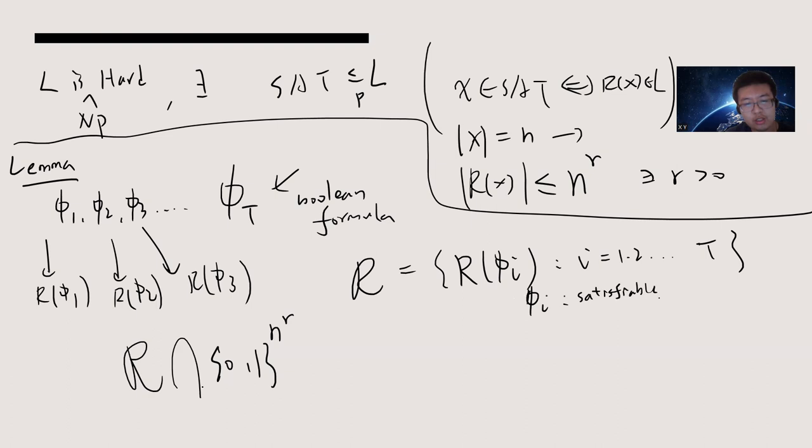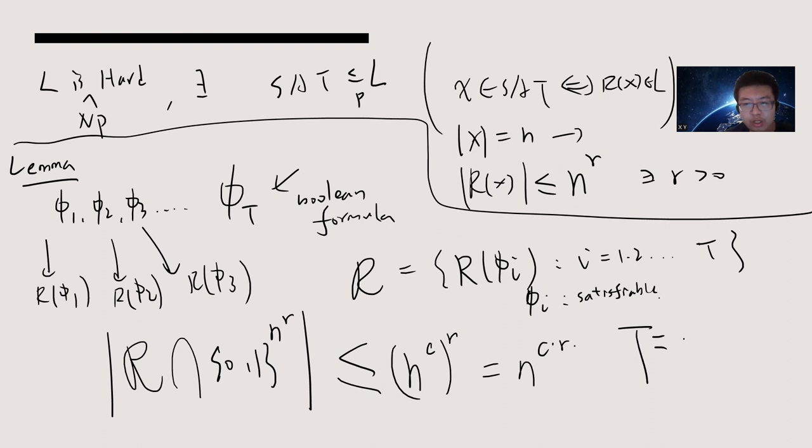So if you take this set, then by our definition, R is a subset of L, and the intersection of L with {0,1}^(n^r) is at most n^c to the power of the length, so it's n^(cr). Basically, it's at most n^(cr). Now I want to take t to be 1 plus n^(cr), so let me just call it t.